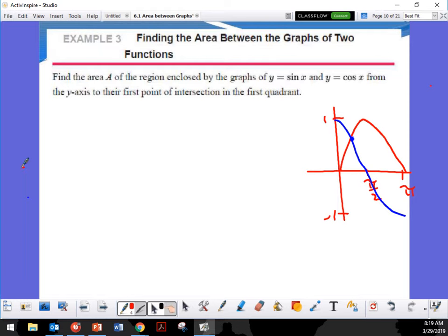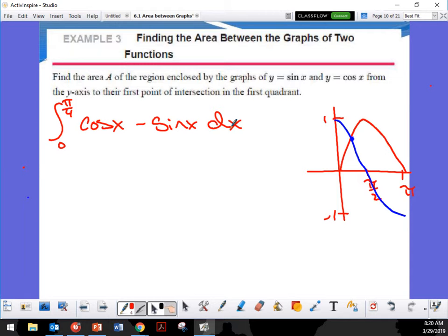So let's take a look. I'm going to go from integral 0 to pi over 4. Which one's on top? Cosine. So it's going to be the cosine of x minus sine of x dx.